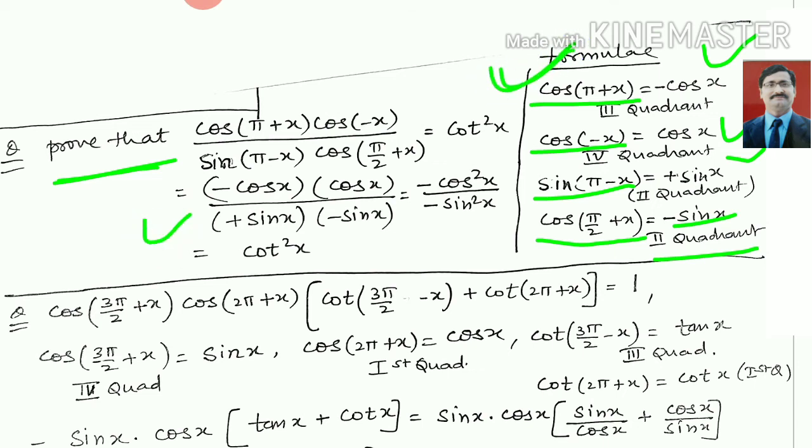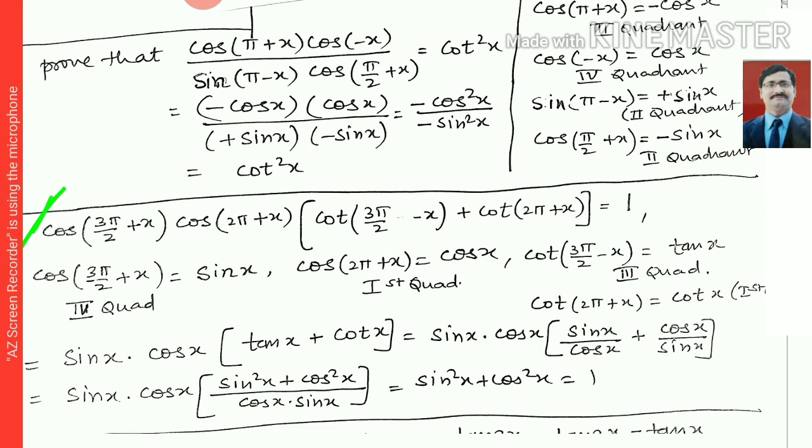We will get here minus cos x upon sin x and bracket minus sin x. So look here, when you multiply, in the numerator we get minus cos x into minus cos x, that is cos square x, and in the denominator we get minus sin square x. Minus minus becomes plus, and we get here cot square x. So this is only the right hand side. This is a very simple question.